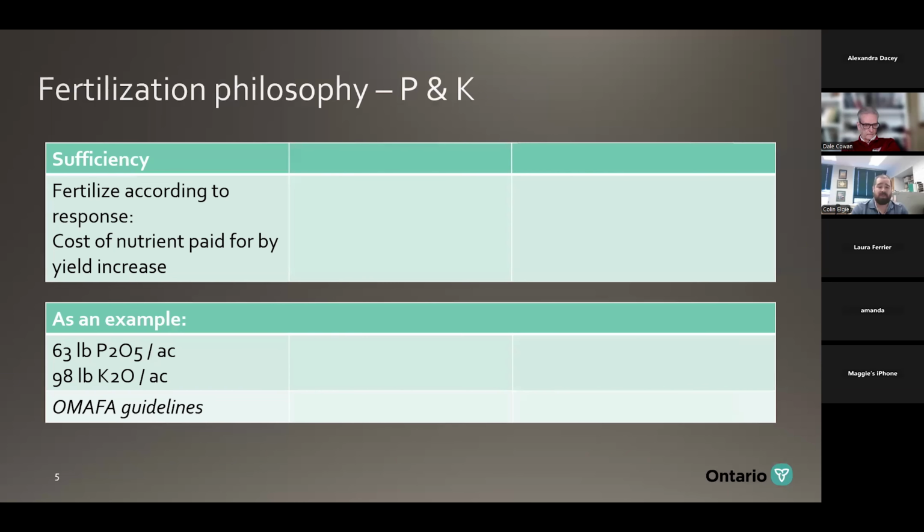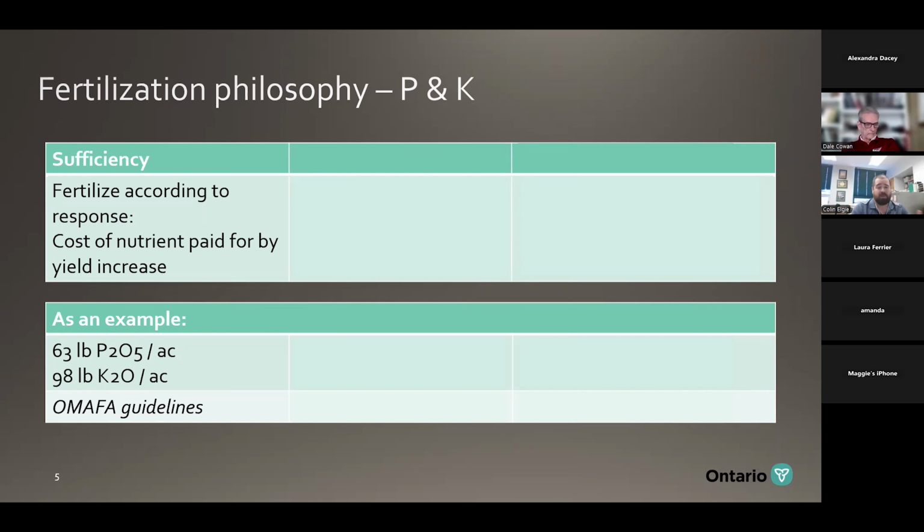So for something like phosphorus and potassium, in a lot of cases, it makes sense that we're applying just what we need to get that crop over the finish line and not applying any more than that, because we may be looking at a short-term arrangement, or we're looking to just pay for that yield increase with the nutrient. But these are what we have published as our OMAFA guidelines.